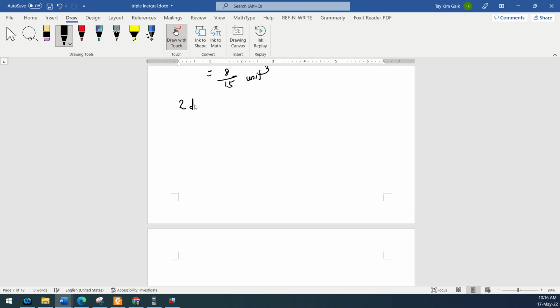Find the volume bounded by the surface y equals x squared, and then planes z equals 0, z equals 4, then y equals 9. And then you do the 2D, yeah?